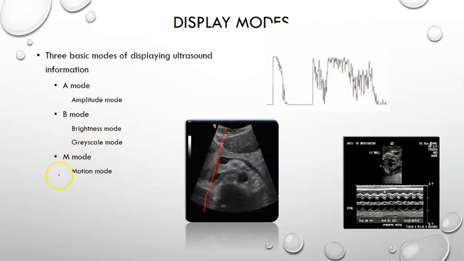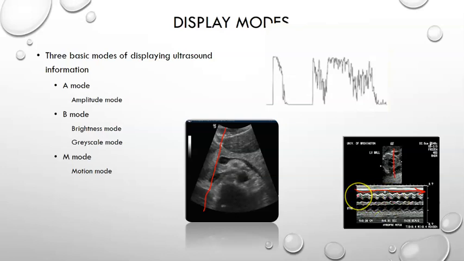Now M mode is when we keep a cursor along one portion of our 2D brightness mode image, and then we measure the echoes as they change over time, thus showing anything that's moving. So this is a fetal heart. We're taking a slice through the fetal heart along one scan line of the B mode image and showing how that heart is changing over time.